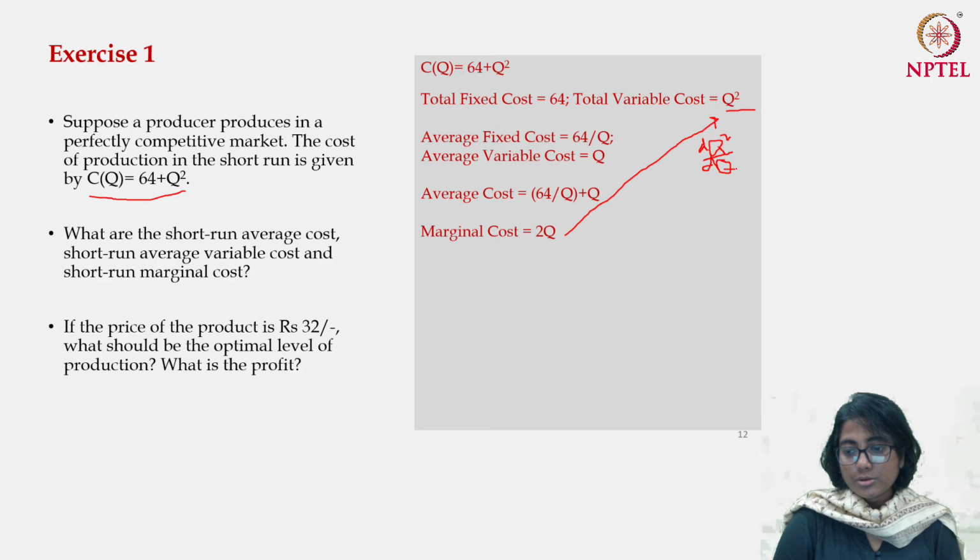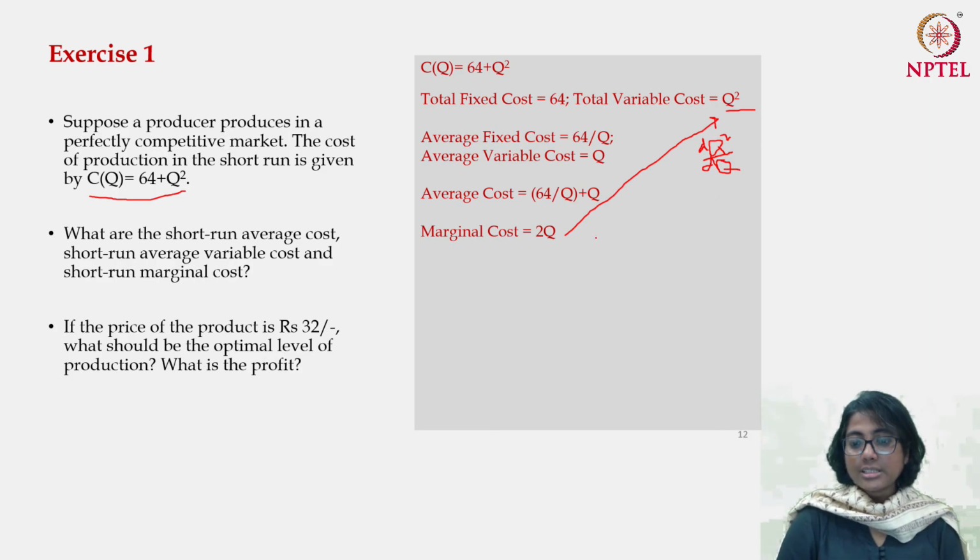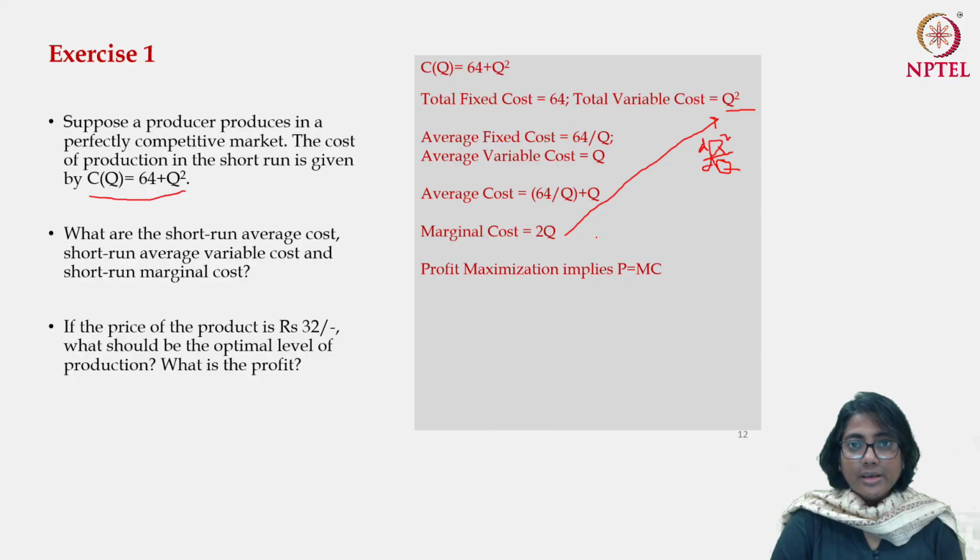Okay. So pardon me for this erratic writing, but this is how I'm getting the marginal cost as 2Q. So the profit maximization, as we have seen, the first order condition of profit maximization is P equal to MC. Because the price is given to the producer as 32, all the producer has to do is to equate this 32 with the marginal cost that it has.